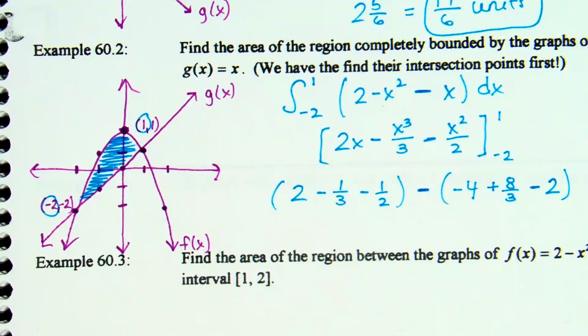Okay. 2 minus 1/3 minus 1/2. Well, 1/3 and 1/2 earlier was 5/6, right? So that's 2/6 and 3/6. So now it's 2 minus 5/6. 2 in terms of sixths is 12/6. 12/6 minus 5/6 is 7/6.